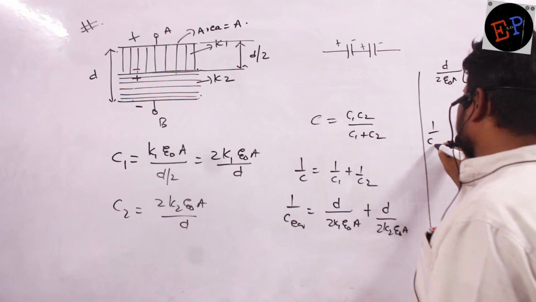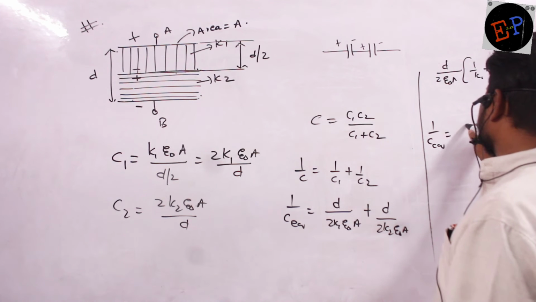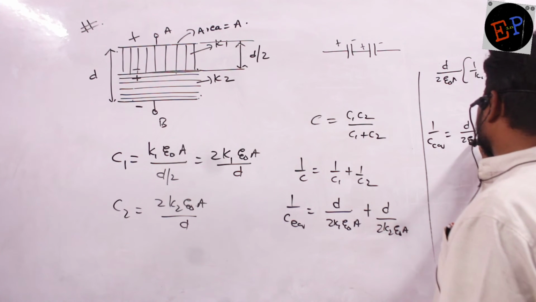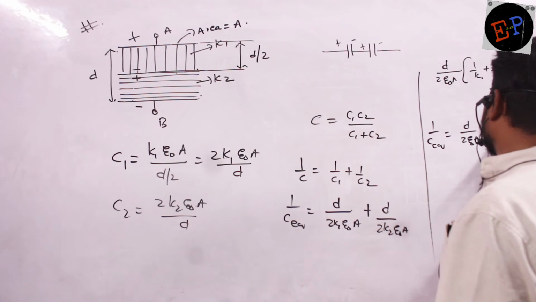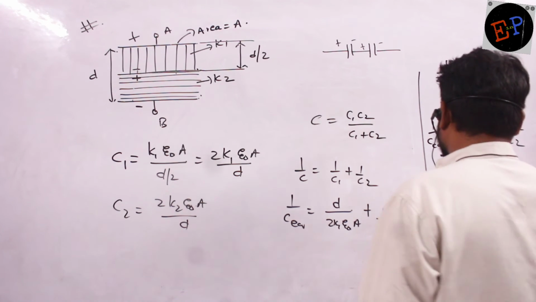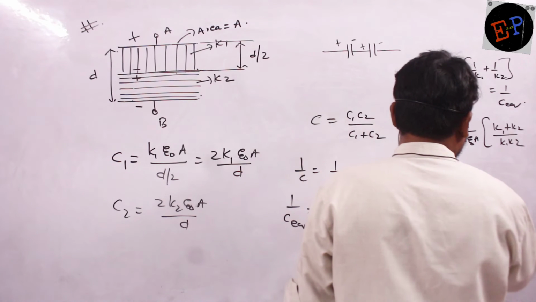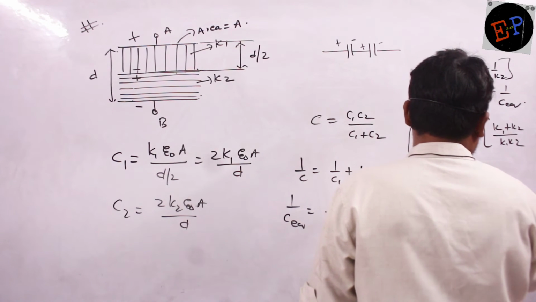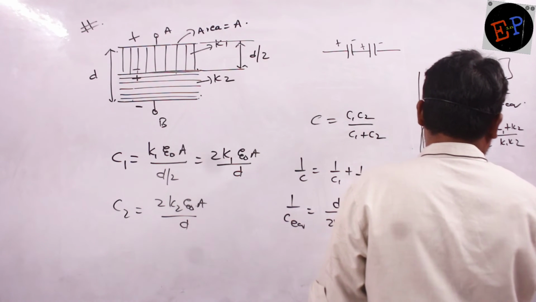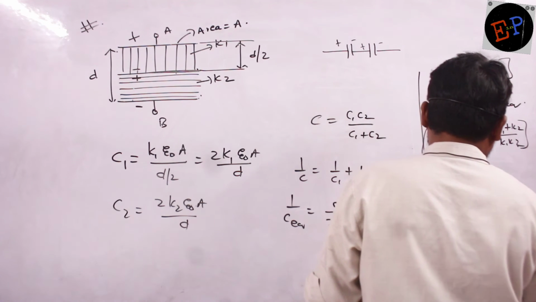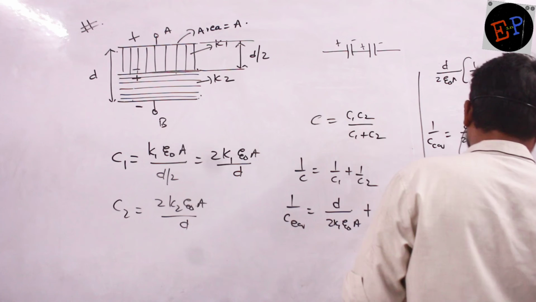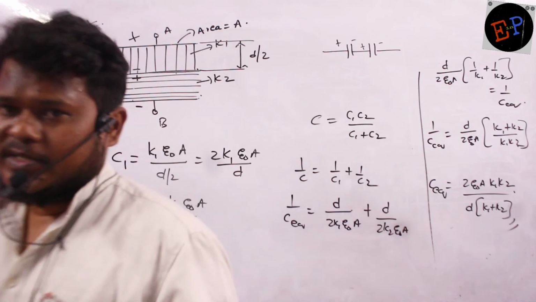So 1/C equivalent equals d divided by 2 epsilon naught A multiplied by (K1 plus K2) divided by K1 K2. So therefore C equivalent is 2 epsilon naught A K1 K2 divided by d into (K1 plus K2). So that is the equivalent capacitance.